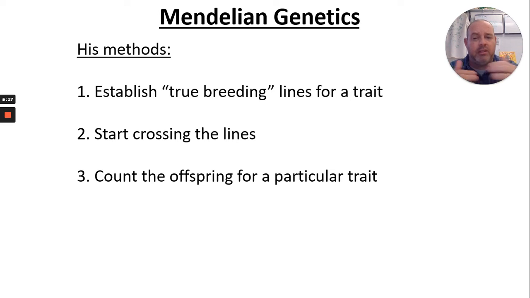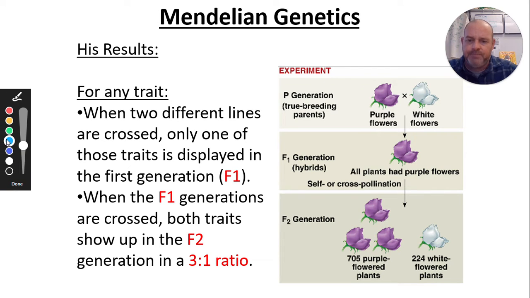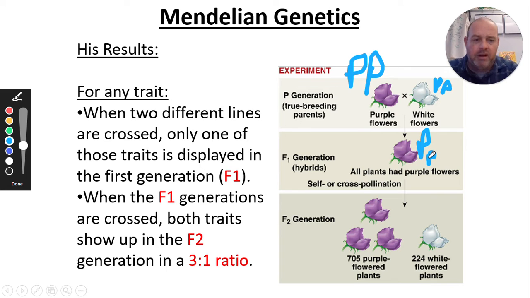Then he started crossing those lines, and then he just started counting, right? You just start counting the offspring and what you get. And so this one right here is just purple versus white flower color. So, here's your parent generation up here, and he took purple flowers with white flowers. Then the first generation, he got all purple flowers. He'd never get anything else because, as you might imagine, this is a big P over here, and this is a little p on this side. So you're always going to get this, and so you would always get a purple flower on that generation, right?